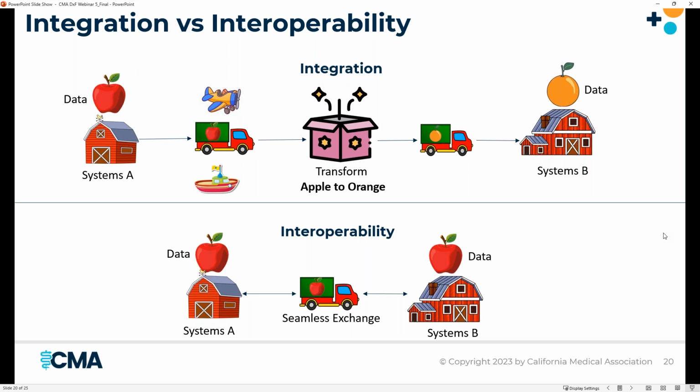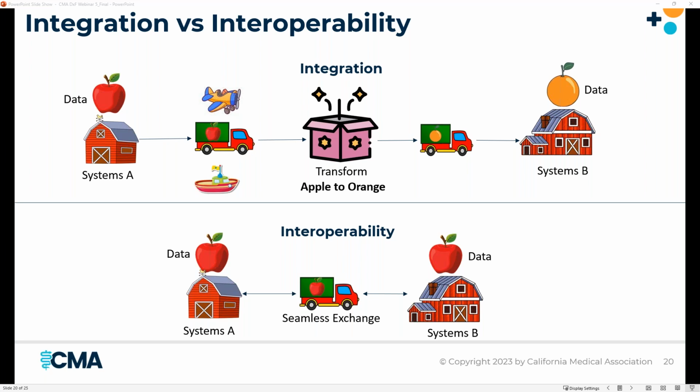Another component of that is, how am I going to transmit this information securely? So you have your airplane, you have your truck, and you have your boat. You have to agree on a method of secure transport. Once you agree on a method, you take your data and send it to this magical integration box. It converts the apple into an orange, and then an orange is delivered to system B that understands how to consume oranges.